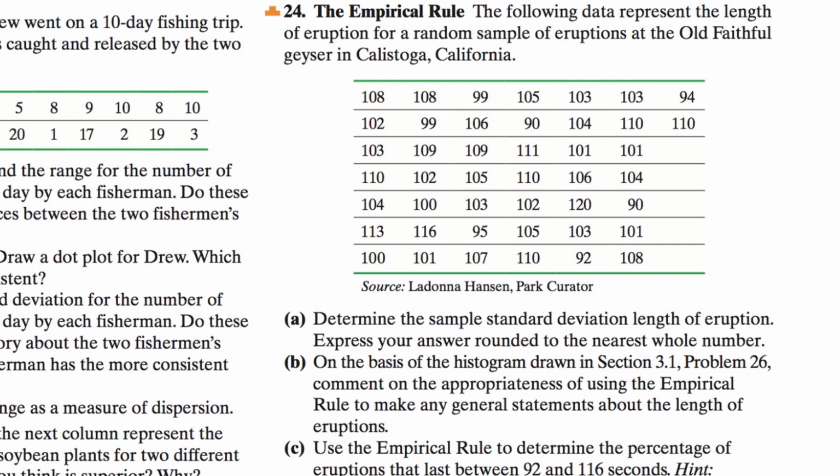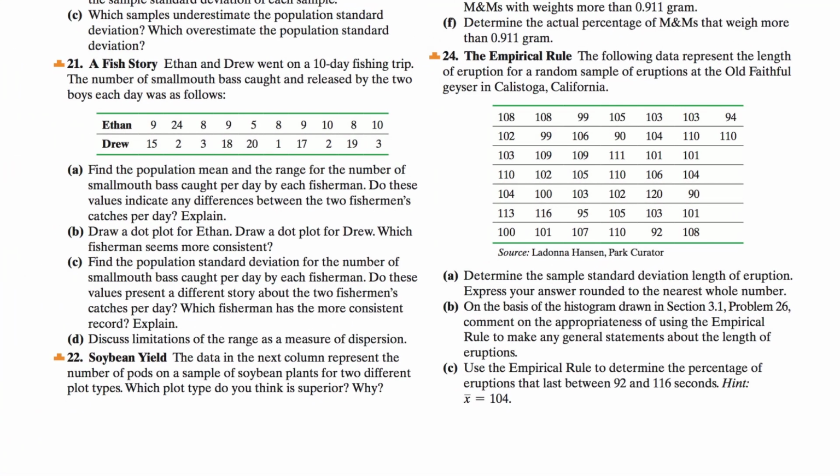Part B says, on the basis of the histogram drawn previously, we actually looked at that in the previous video, I'll show you in a second, comment on the appropriateness of using the empirical rule to make any general statements about the length of eruptions. So what are they really asking?